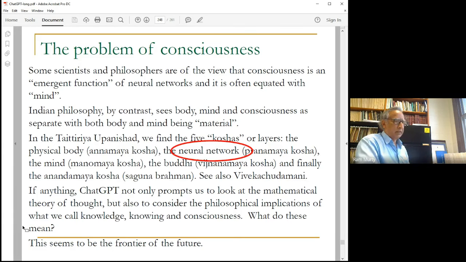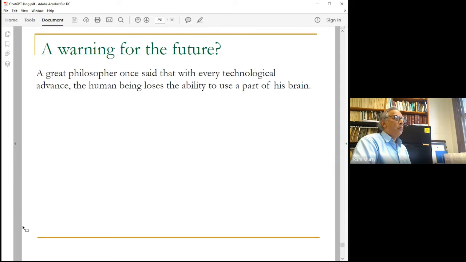So mathematics, artificial intelligence, all sorts of neural networks, neuroscience. These are all now merging into a certain confluence of human activity. So, a warning for the future. A great philosopher once said that with every technological advance, the human being loses the ability to use part of his brain. So I'm reminded of a famous dialogue between Socrates and Plato.